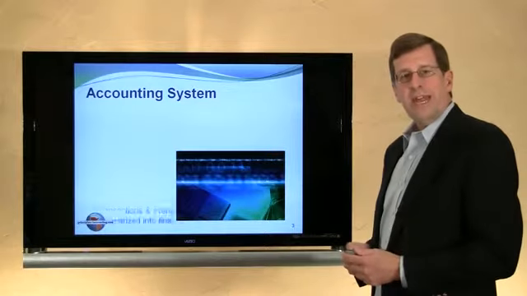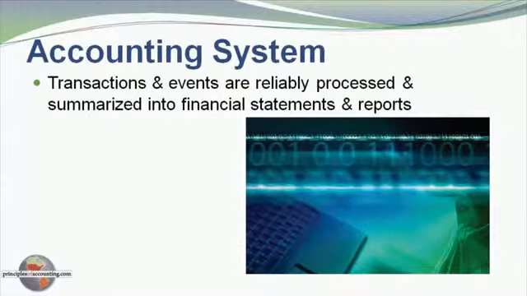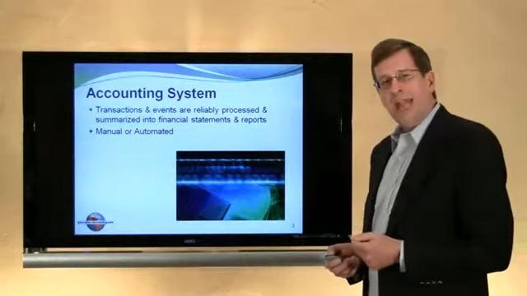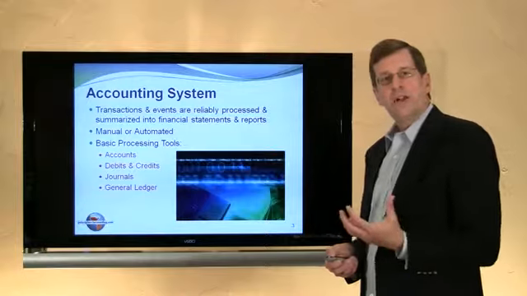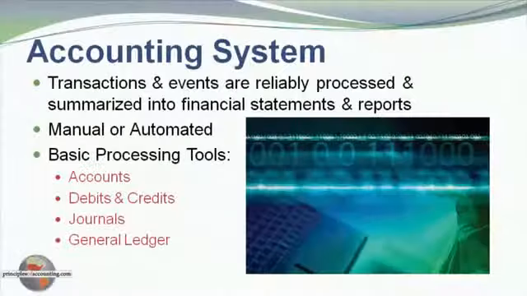Let's begin by considering an accounting system. An accounting system is a system whereby transactions and events are reliably processed and summarized into financial statements and reports. Whether that system is manual or automated, it'll have several elements in common. It will include the idea of accounts. It'll include understanding of debits and credits. It will include the concept of journals, and it will include the concept of a general ledger.